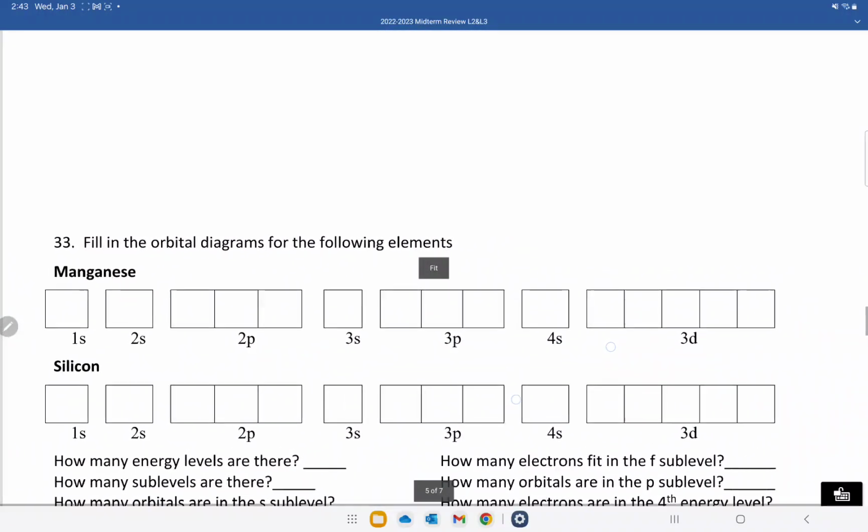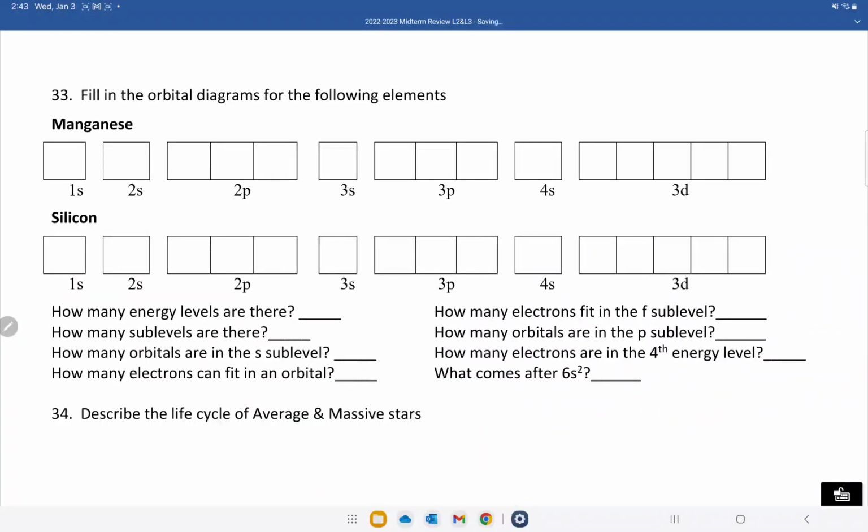Okay, we come down. Now we do the orbital diagrams. The orbital diagrams are the arrows, and this is where we need to follow Hund's rule, which means we put 1 in each orbital before we pair up, and Pauli, which means it needs to be up-down in the same orbital. So I look at my periodic table and I figure out how many electrons manganese has. Manganese has 25 electrons and silicon has 14.